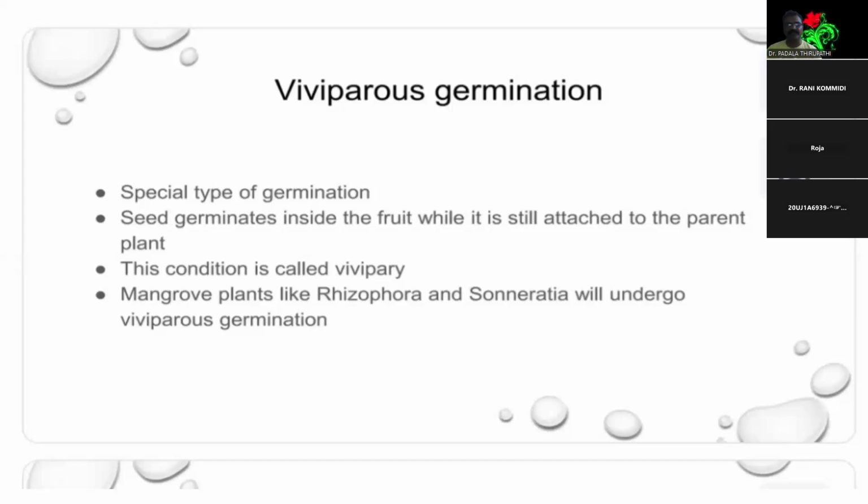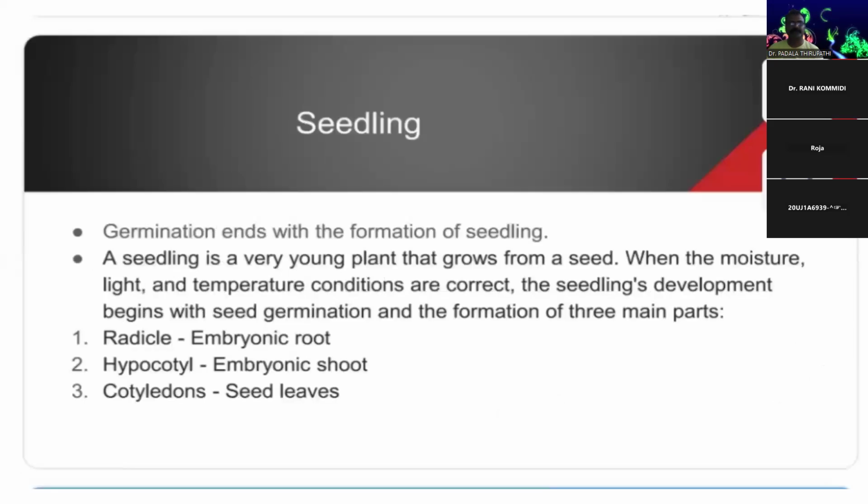Generally, the embryo lies dormant in the seed. But when conditions are right, there are hypogeal, epigeal, and viviparous germination. Viviparous is the special type of germination, as sir said. All that information regarding viviparous was covered. The last slide is the seedlings. After germination, the completion of germination comes with the formation of seedlings.